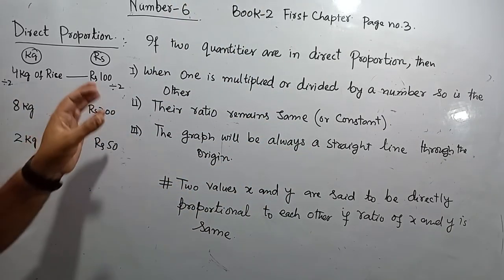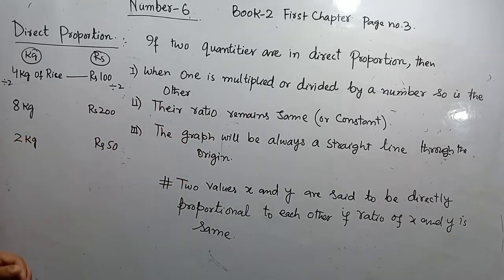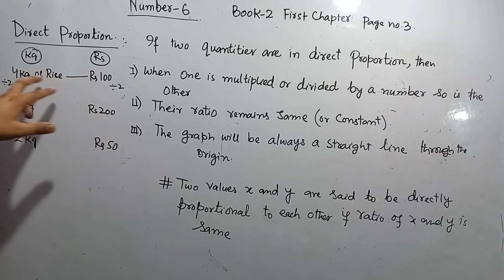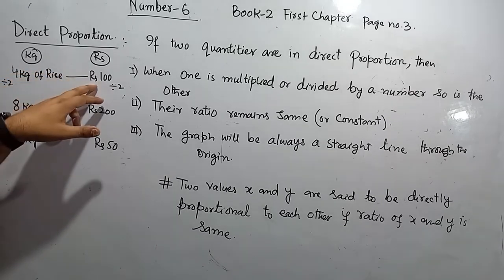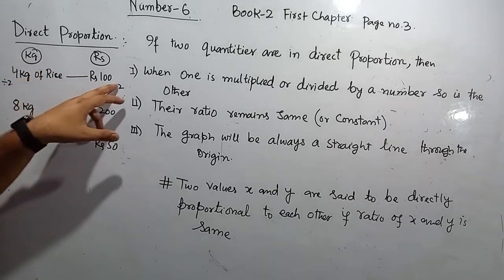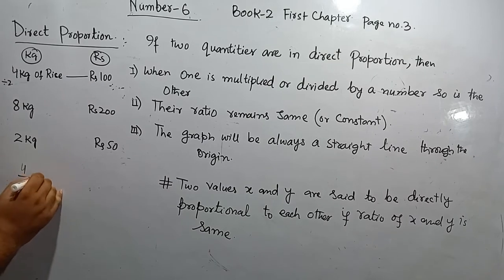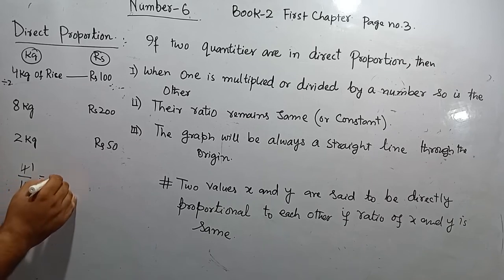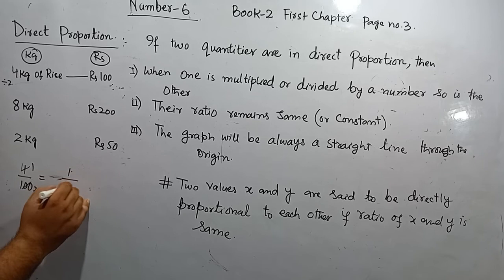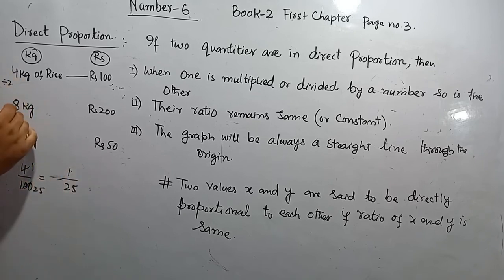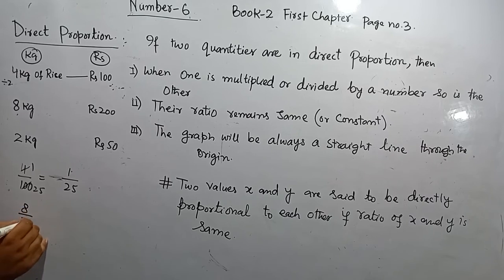Now the second is, their ratio remains the same. That means the ratio of the two quantities, you can see here, this is the first quantity, this is the second quantity. Their ratio will remain the same everywhere. You can see 4 kg of rice is 4 by 100. If I calculate the ratio, 4 ones are 4, 4 twenty-fives are 100, so we get 1 by 25. It is the ratio of the two quantities. Now check here, 8 by 200. It is also 1 by 25. Now check here, 2 divided by 50. It is also 1 divided by 25.